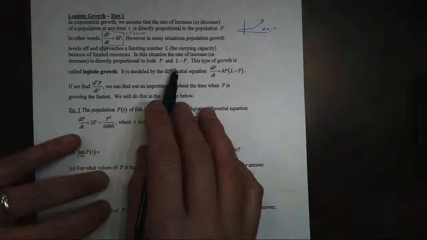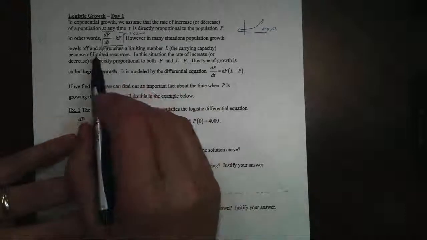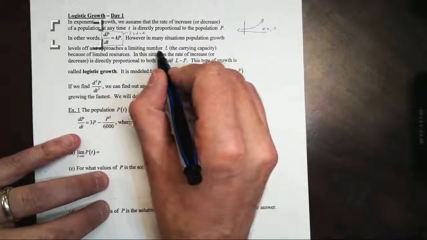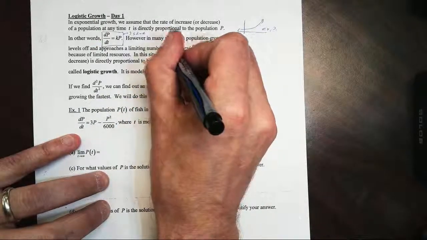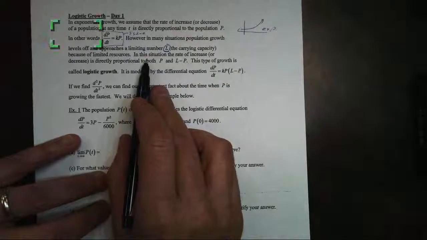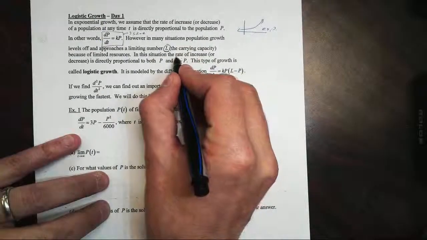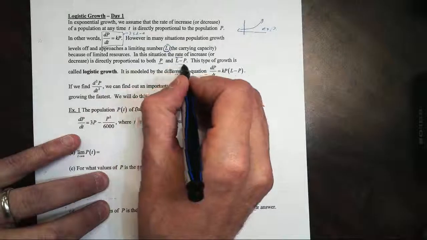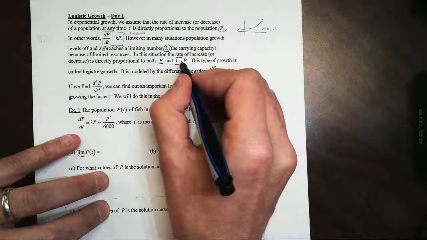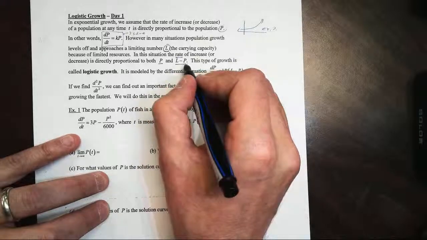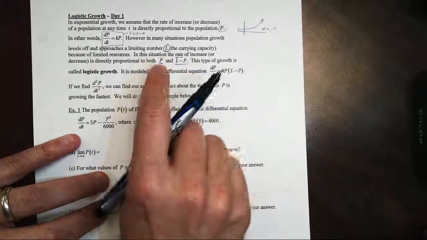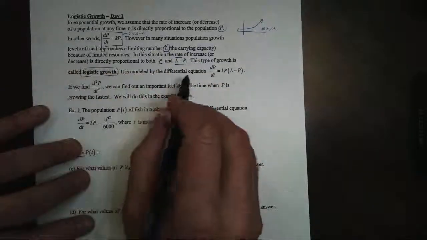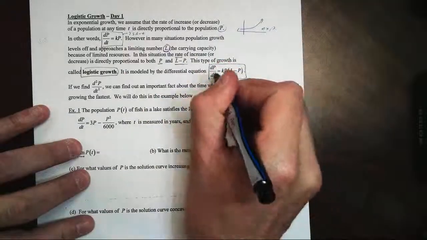However, most populations have what we call a carrying capacity. In other words, the population must level off to what's called a limiting number, which we're going to call L. In this situation, the rate of increase, remember it's a rate, so we're talking about a derivative here, is directly proportional to two things, P and L minus P. Where P is the population and L minus P is our carrying capacity minus that certain population. So we're actually proportional to two terms here. We call this logistic growth. And there's a differential equation that can be modeled with it right here.